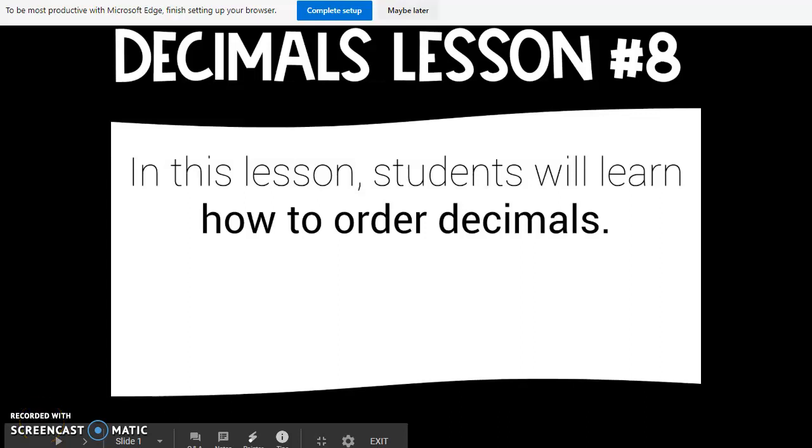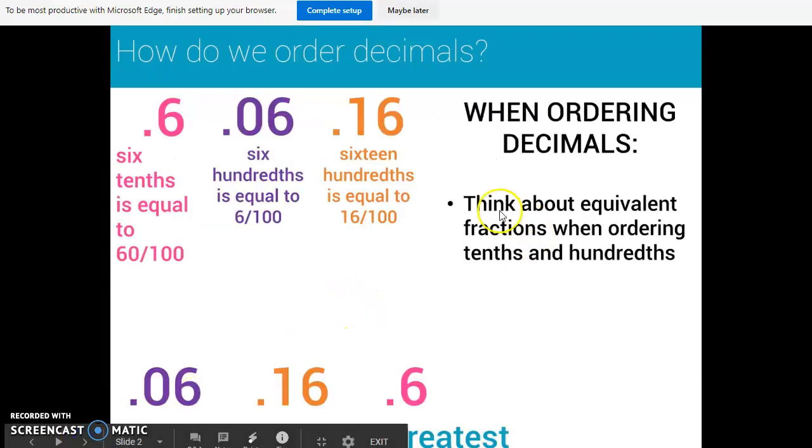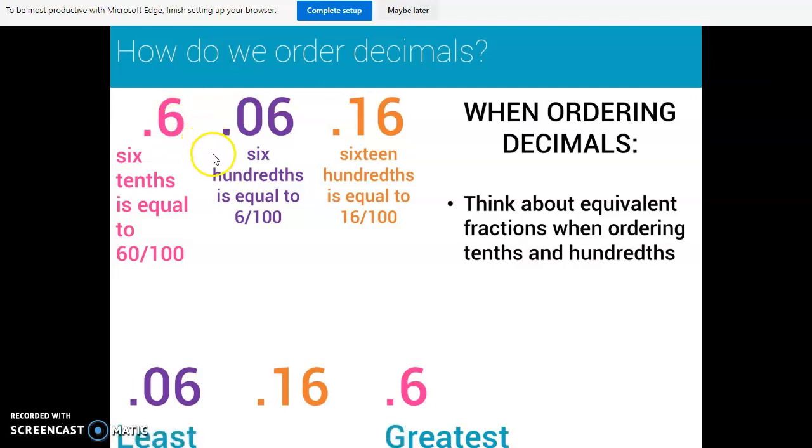Hey guys, good morning. Today in our journals, we are going to continue our note taking for how to order decimals. Inside of your notes, I would like you to write this example down.